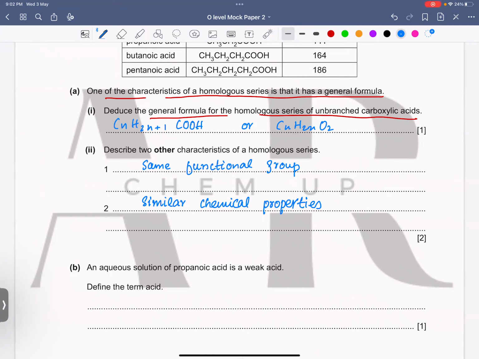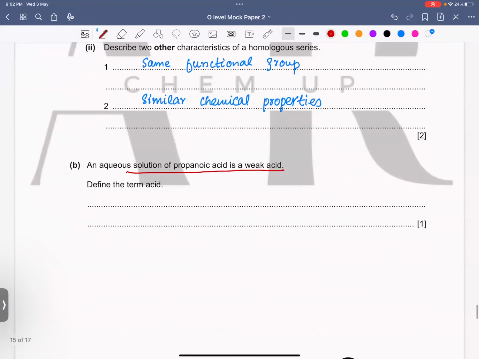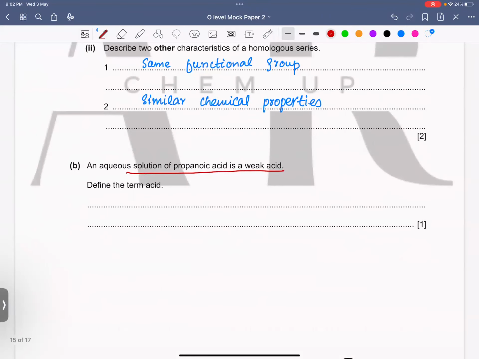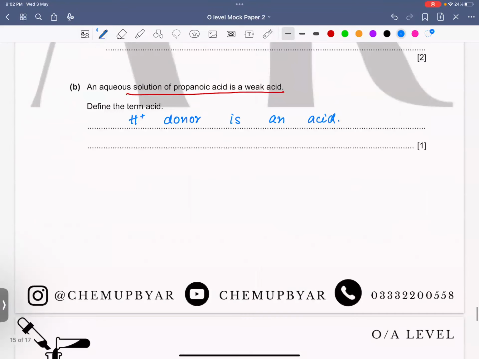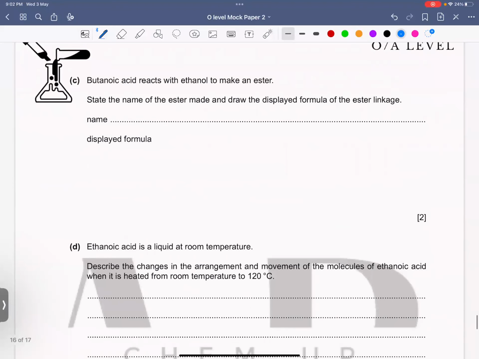Okay, now part B. An aqueous solution of propanoic acid is a weak acid. Define the term acid. Proton donor, which releases the hydrogen ion or which donates the proton. A hydrogen ion donor is an acid. So we can write it's just a proton donor. Right? Yes, you can write proton donor as well.